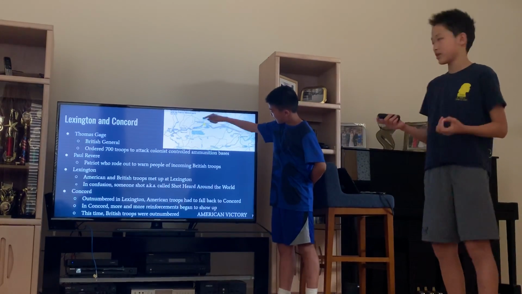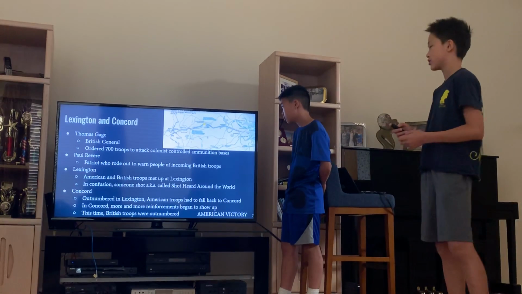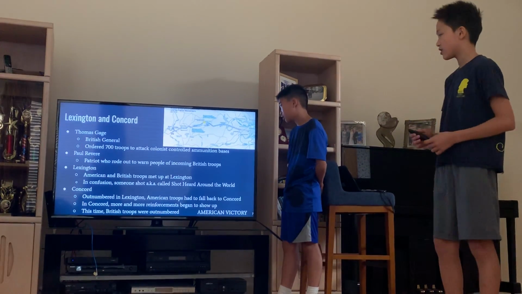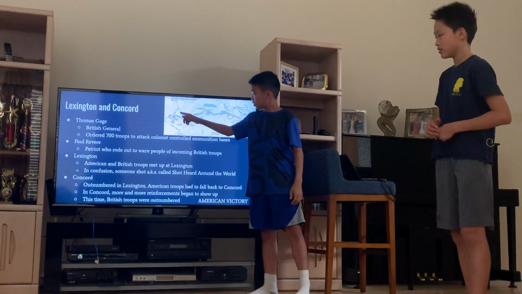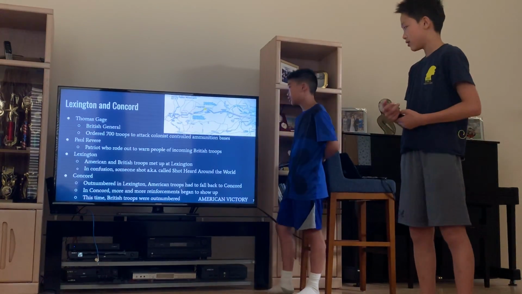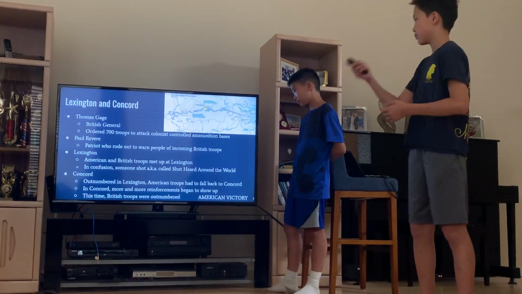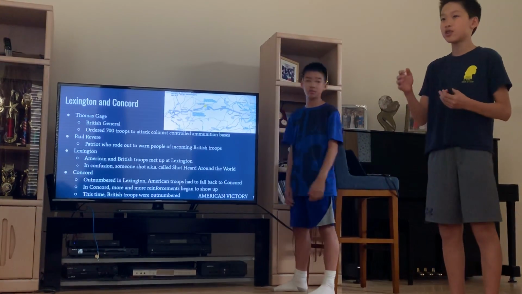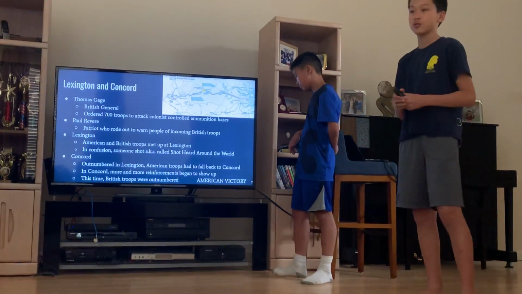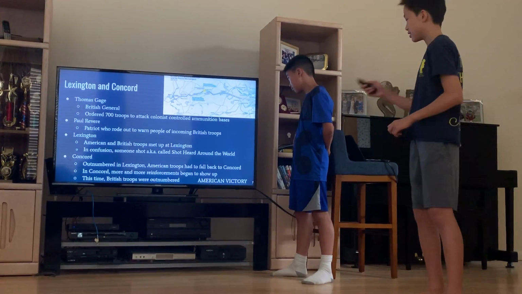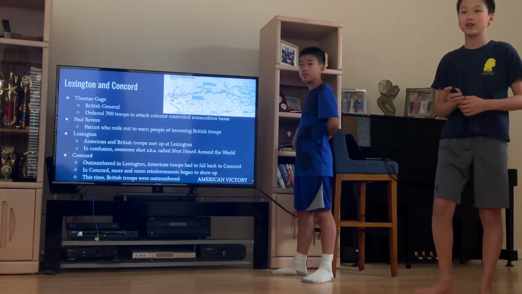The troops met up at Lexington, and in the confusion, someone shot, and that was called the shot heard around the world. In Concord, the American troops fell back, and more and more reinforcements began to show up for the Americans. The British troops had split up to go find ammunition, and this time the British troops were outnumbered. It resulted in an American victory, as the British, which is like the best power at the time, was defeated.